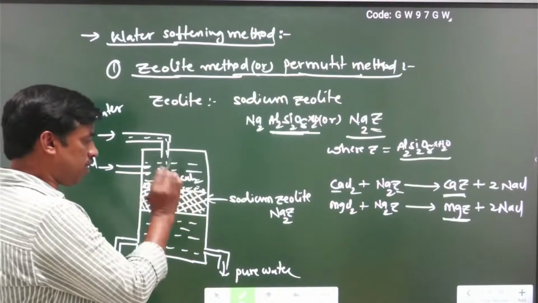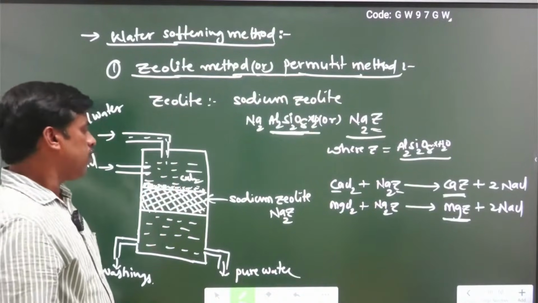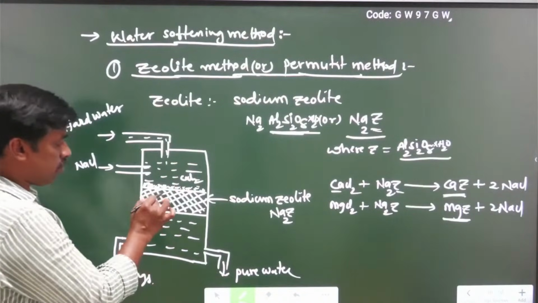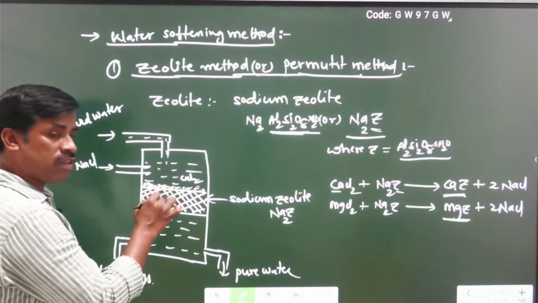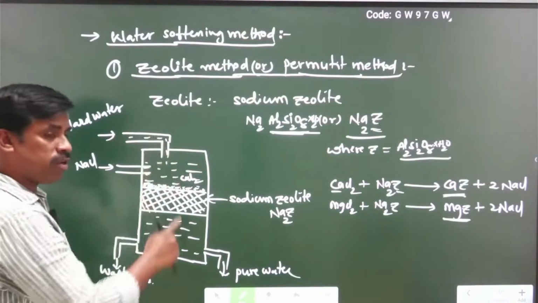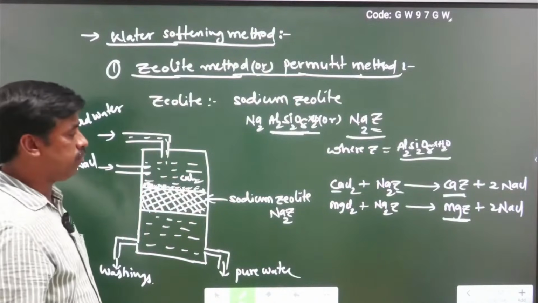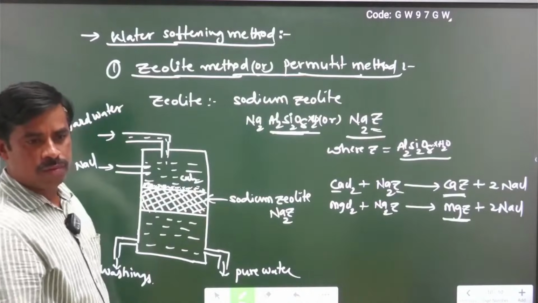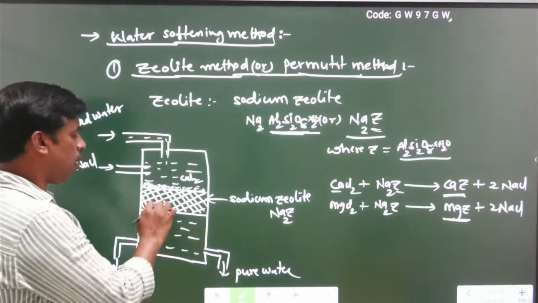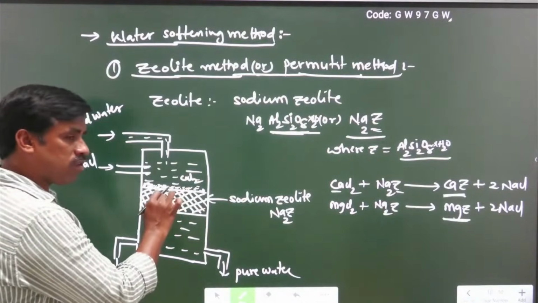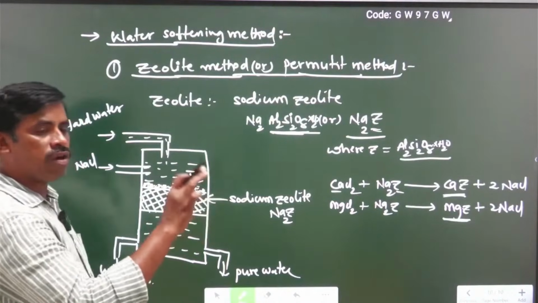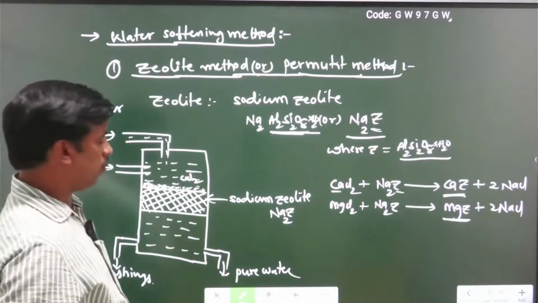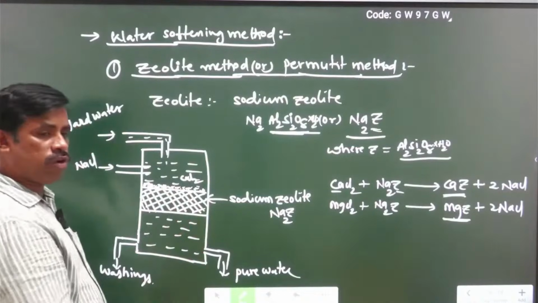It can stop on the surface of the zeolite bed. Whenever the zeolite method is used for a long time, this microporous structure gets blocked. Why? Because the microporous structure is continuously blocked, further filtration is not possible.